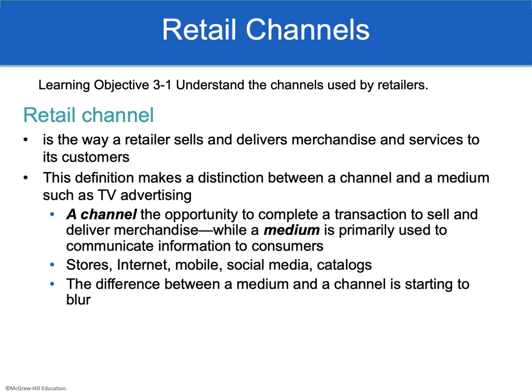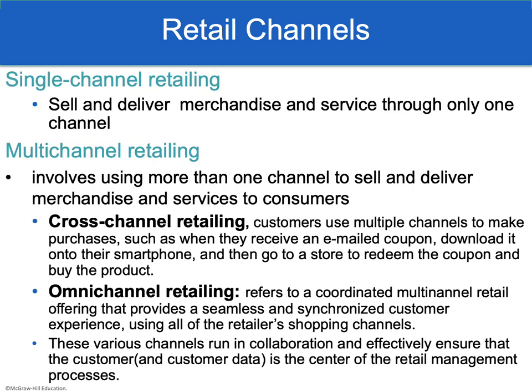Okay. By the way, we have to know that we have two kinds of channel retailing: single channel retailing and multi channel retailing. Single channel retailing is to sell and deliver merchandise and service through only one channel. I'm going to use one channel in order to sell and deliver my merchandise. Multi-channel retailing is using more than one channel to sell and deliver merchandise and service to customers. I'm going to use one channel in order to sell and deliver merchandise and service to my consumers.